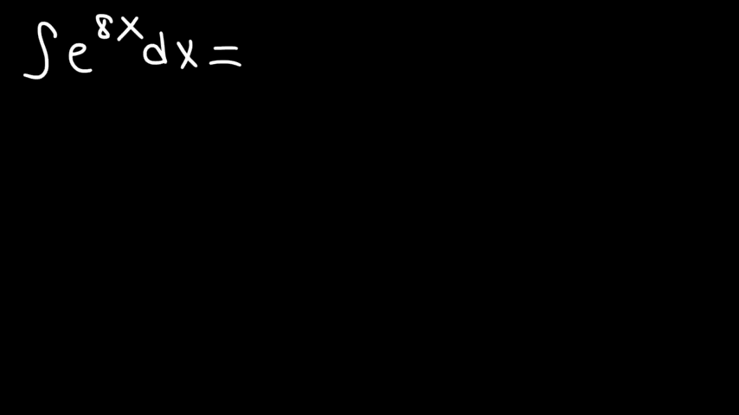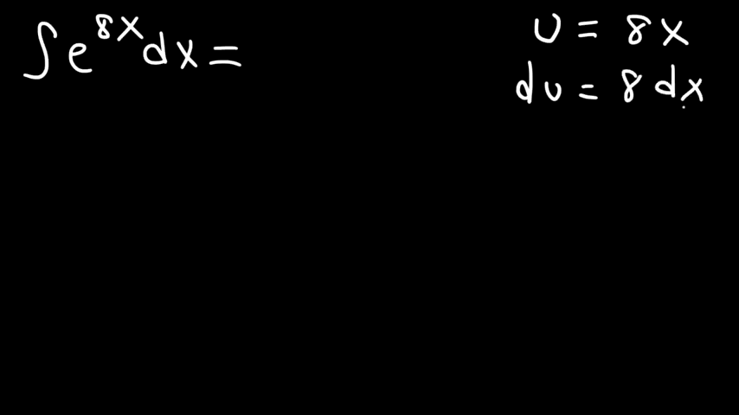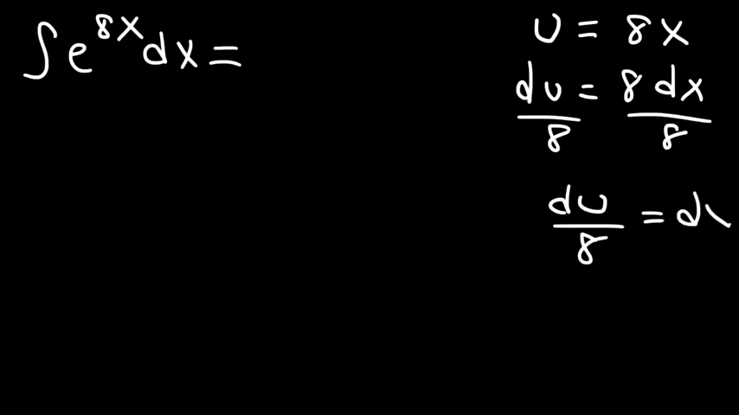The method that we're going to use is called u substitution. We're going to make the u variable equal to 8x. And we're going to find the differential of u, which is du, and the derivative of 8x is 8 times the differential of x, or dx. So du is 8 dx. Next, we're going to solve for dx by dividing both sides by 8. So du over 8 is equal to dx.